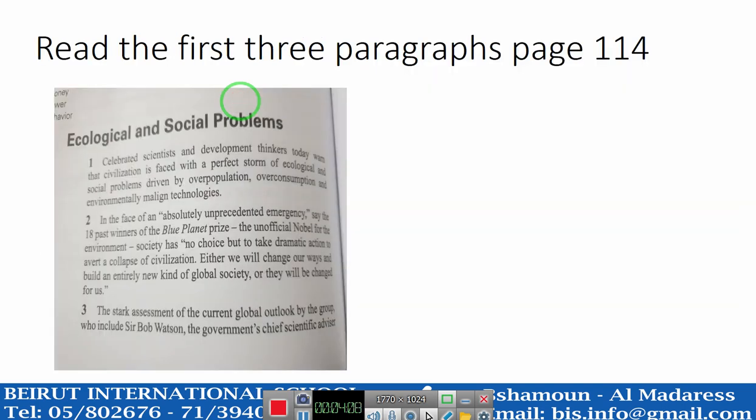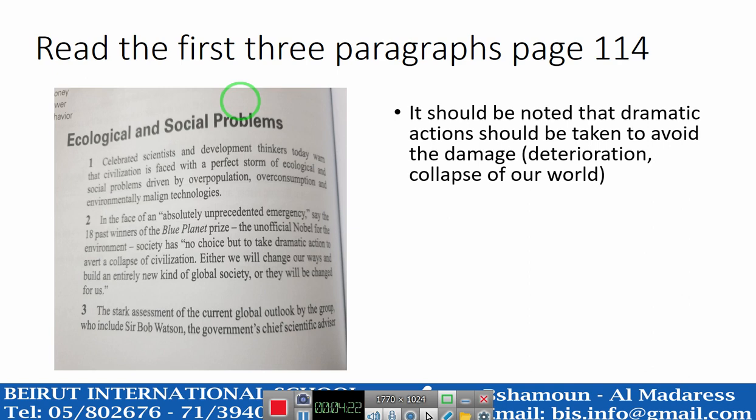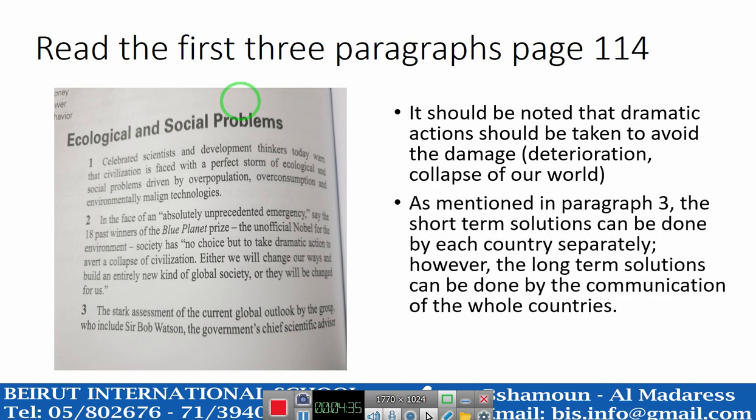We're going to divide the lesson into two parts. The first part focuses on the first three paragraphs. Please read the first three paragraphs, page 114. After reading these paragraphs, it should be noted that dramatic actions should be taken to avoid the damage, deterioration, or collapse of the world. And this was the main aim of the summit, which is going to be held in Rio de Janeiro in 2020 to be able to reduce these ecological problems.